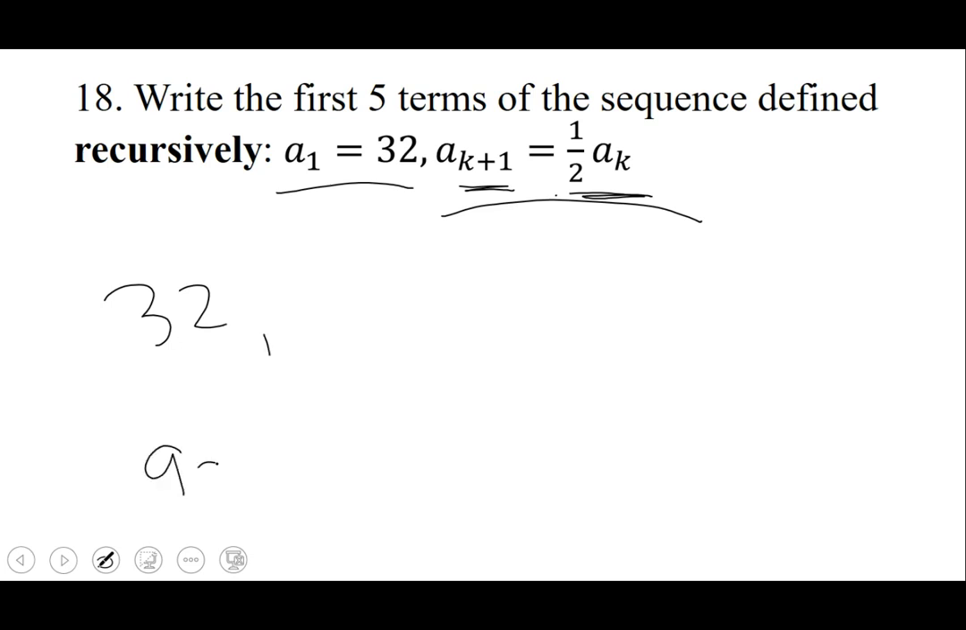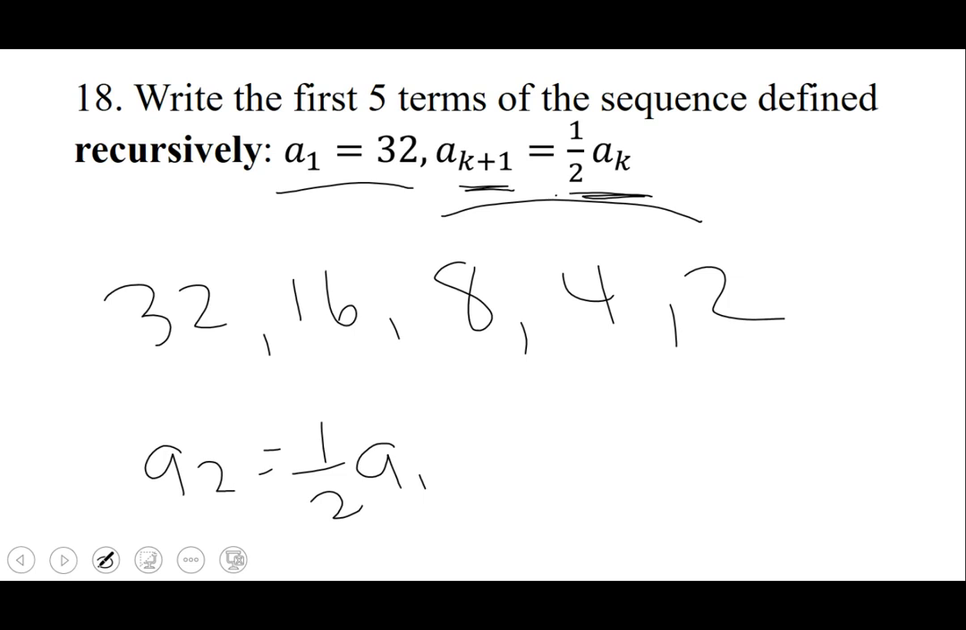If you wanted to find the second term, you're going to take half of the term in front of it, which in this case would be half of A1. Half of 32 is 16. In order to find the third term, you have to do half of the second term, and then the pattern continues. So again, because they're asking you for the first 5 terms, that's exactly what you're looking for.